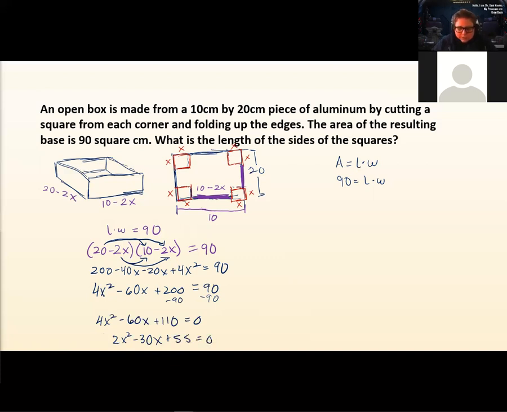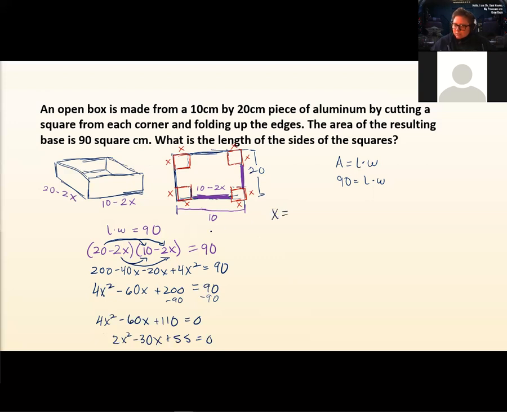Either way, this thing looks ugly. Quadratic formula is going to be your best bet here. The other thing you could do is graph it, right? Let's do quadratic formula, and then I'll show you how we could solve it by graphing.